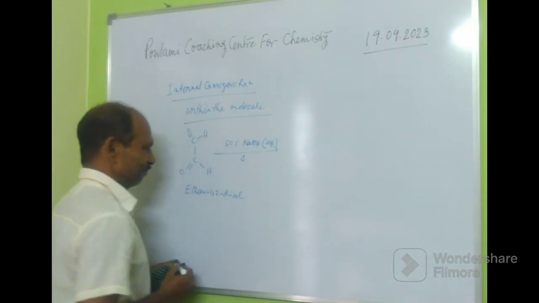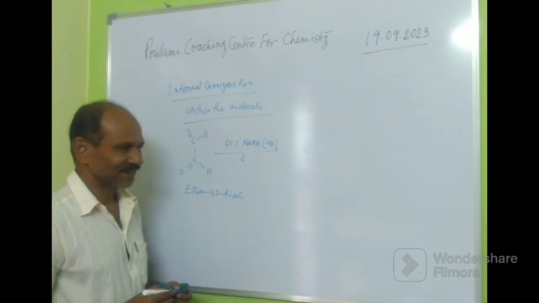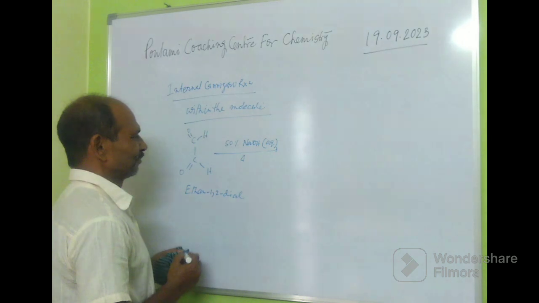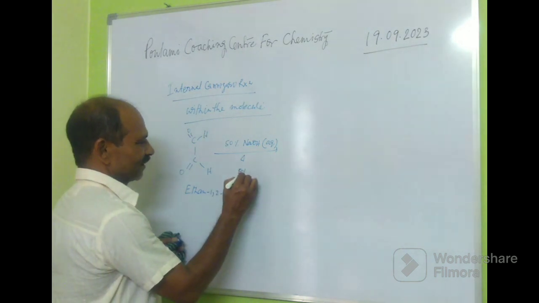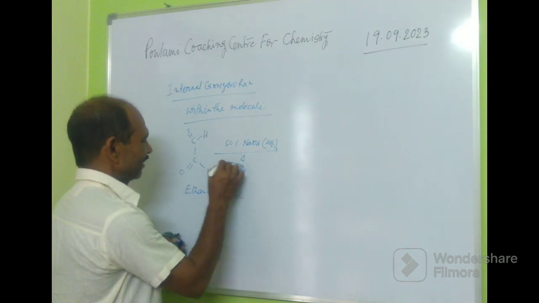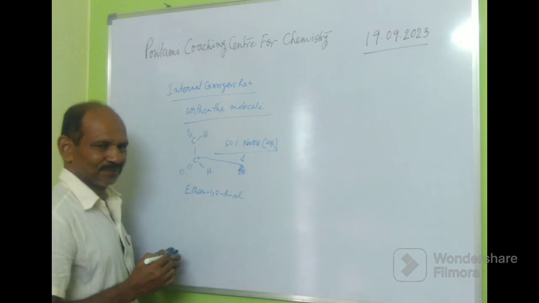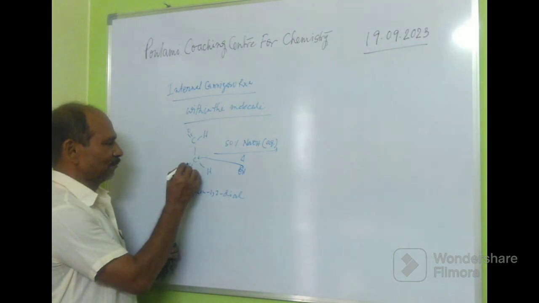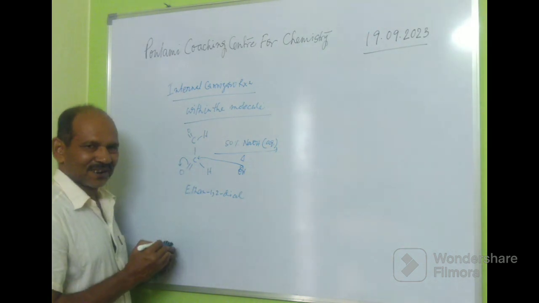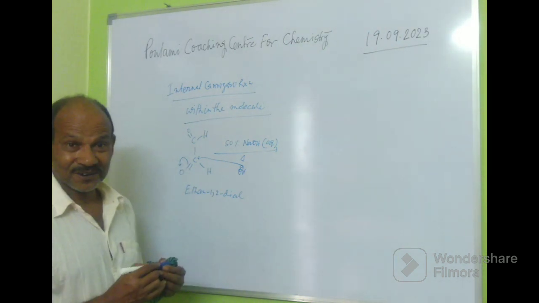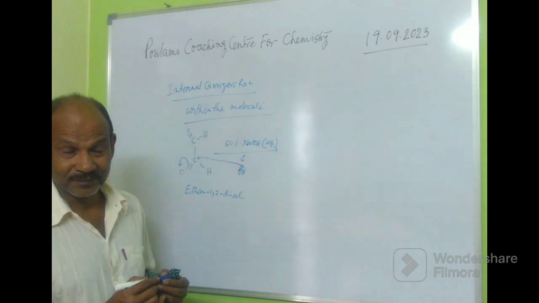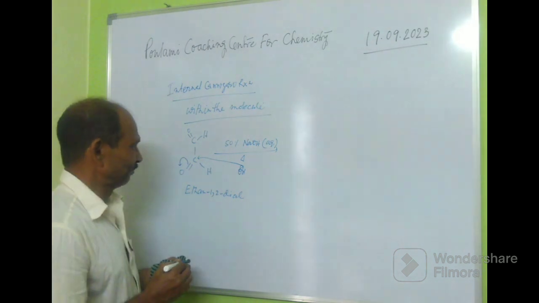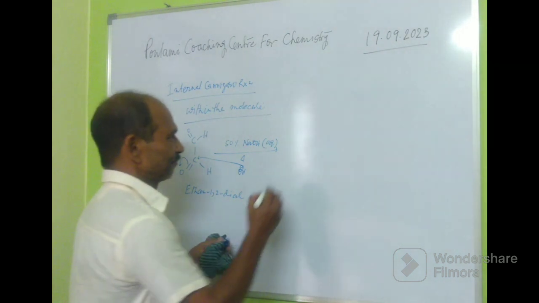Look at the board. There will be magic. What magic? OH minus as nucleophile will attack this carbon. Okay? So, obviously the pi bond goes towards the oxygen atom because oxygen is more electronegative than carbon. So, what will happen next?